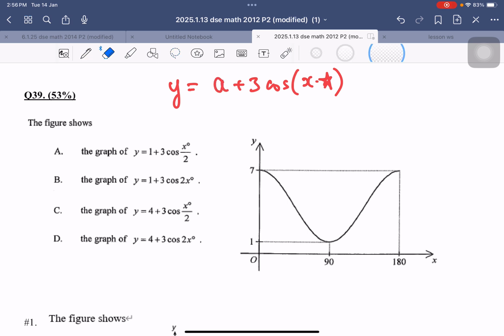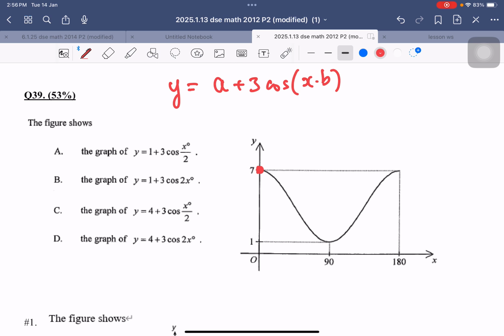And I replace the star by b. Okay? So this is our graph. You don't need to know what the cosine curve looks like. I just teach you one method: substituting. So from this graph, what do you know? We have this point, isn't it? What are the coordinates of this point?